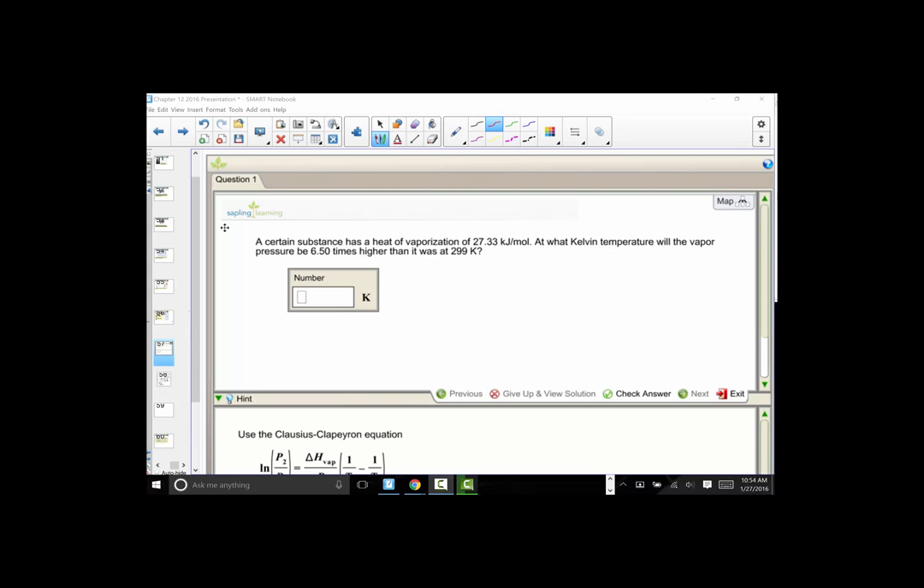This is number 18, I believe, in your Sapling assignment. Again, just reading through what appears on mine, yours might be just a little bit different, but it'll be the same idea. A certain substance has a heat of vaporization, and that's given to us as 27.33 kilojoules per mole. At what Kelvin temperature will the vapor pressure, and I know we're going to need two temperatures, and we're going to end up having two pressures, and just because we're going to be using the Clausius-Clapeyron equation.